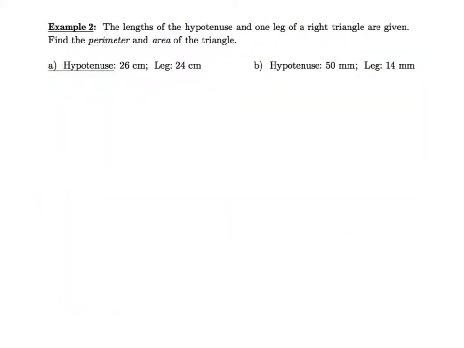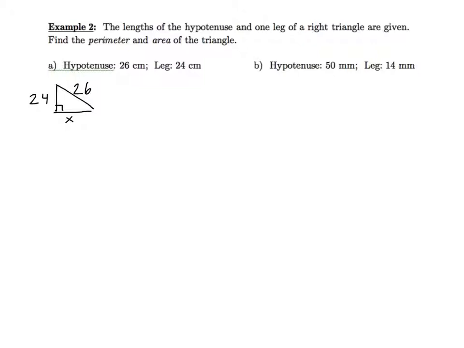Okay, in this example we're talking about triangles. It says the length of the hypotenuse and one leg of the right triangle are given. Find the perimeter and area of the triangle. So the first thing I'm going to do is draw the triangle so we can get a picture of it. It's a right triangle, so the hypotenuse is 26. One of the legs is 24, and I don't know the other leg.